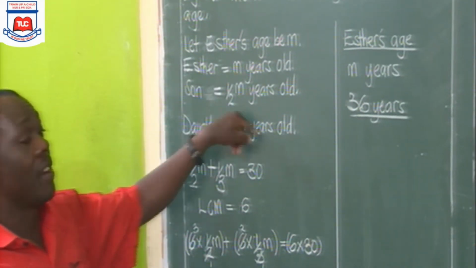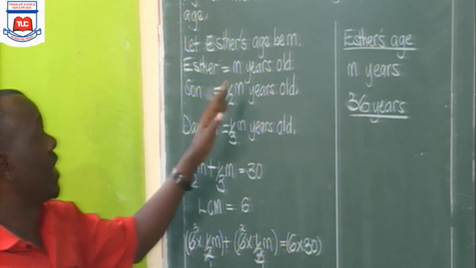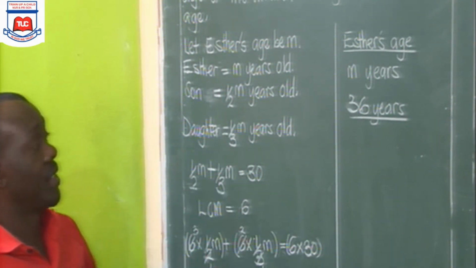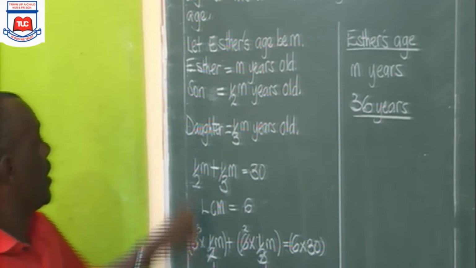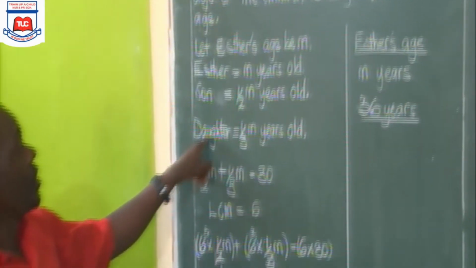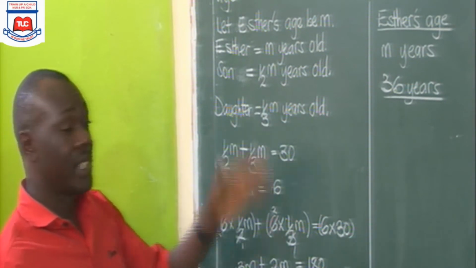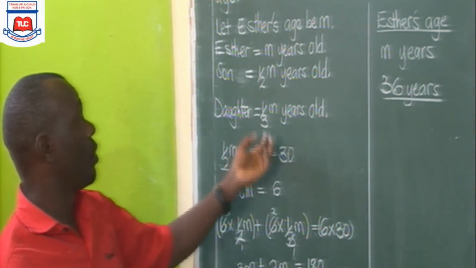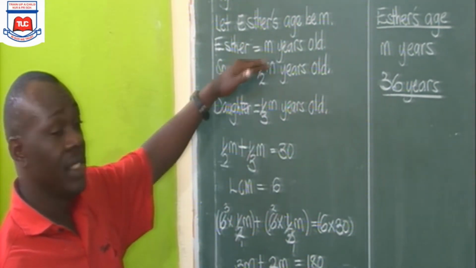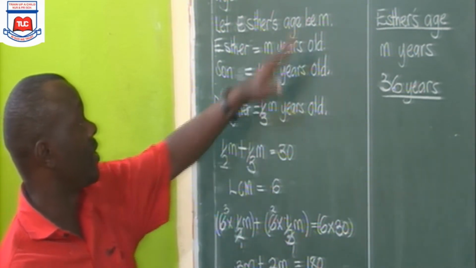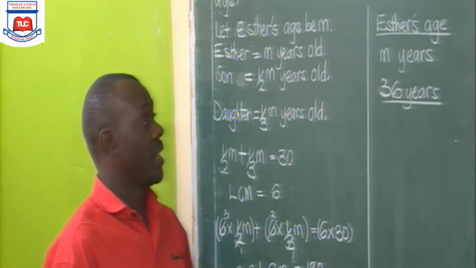If the sons are half m, that means a half times m. A half times 36, you get 18. Then check the daughter in terms of m, a third of m, that's a third times m. A third times 36, you get 12. Check whether 18 years plus 12 years is actually 30, which is correct.